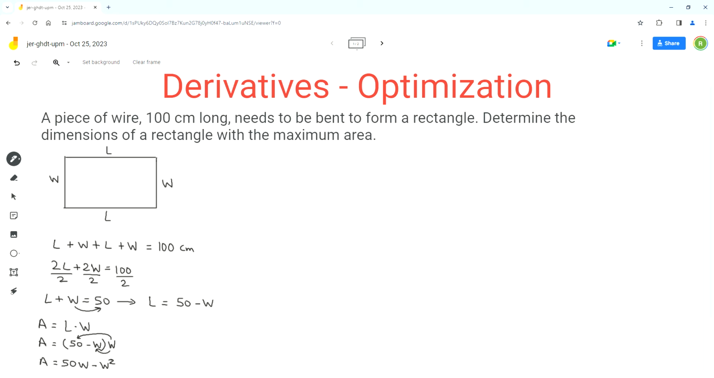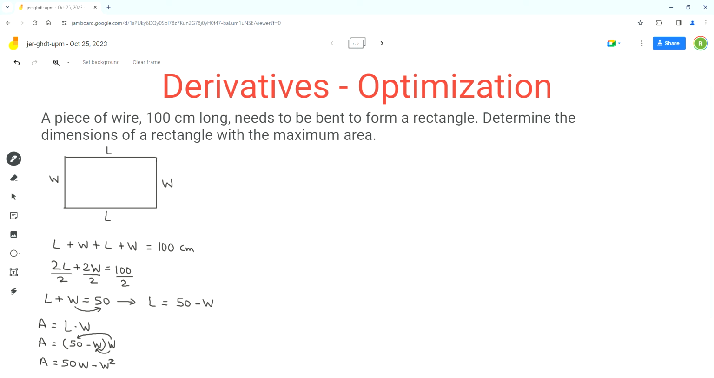Now we have to find the dimensions for maximum area. So for that we'll have to find the derivative of this area expression, because we need to find the values of W at which the slope of the tangent is horizontal. Because for maximum area we need to find the W values at which the tangent is horizontal, and those will also be the peaks in the graph of this area function.